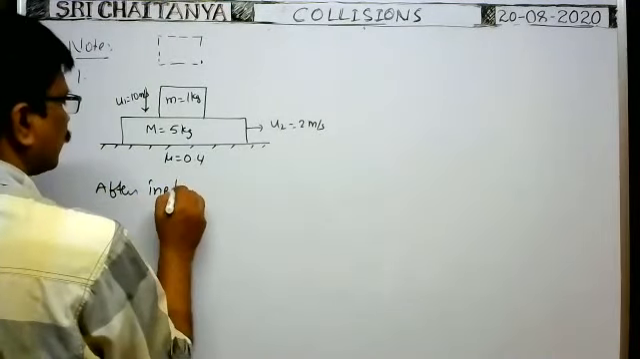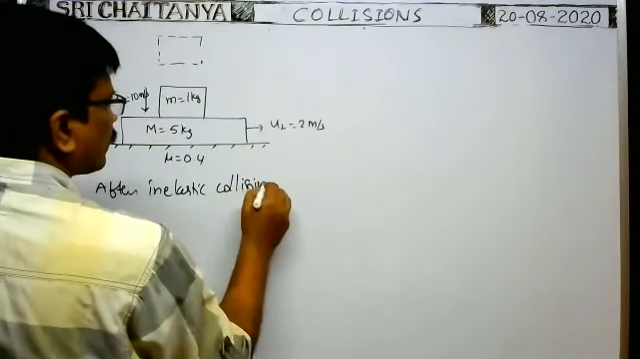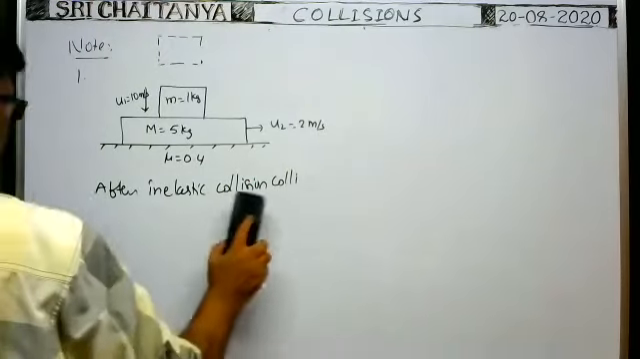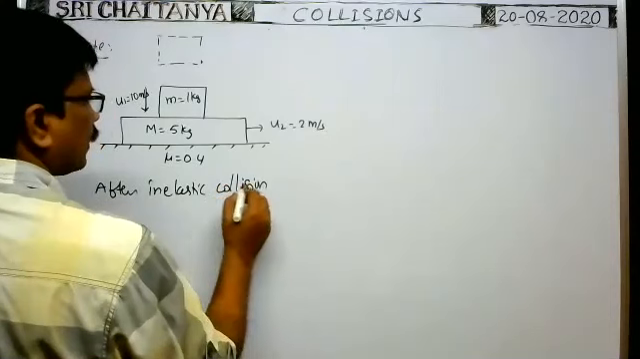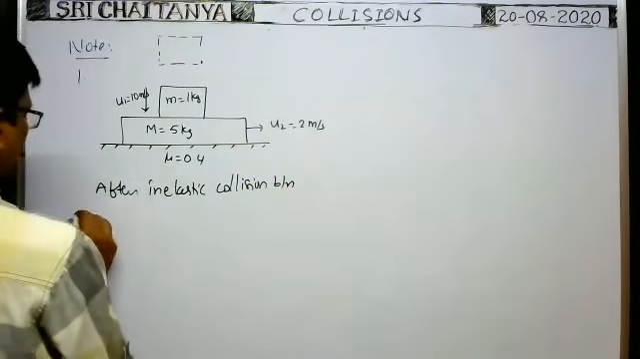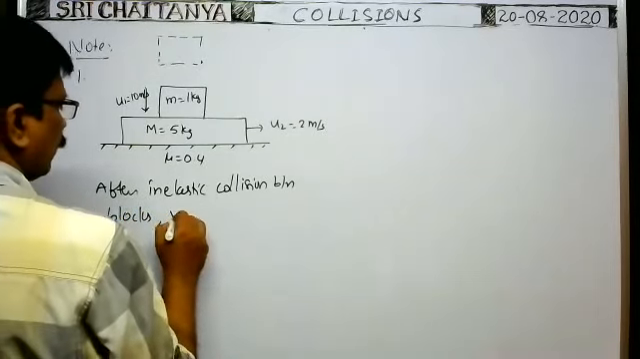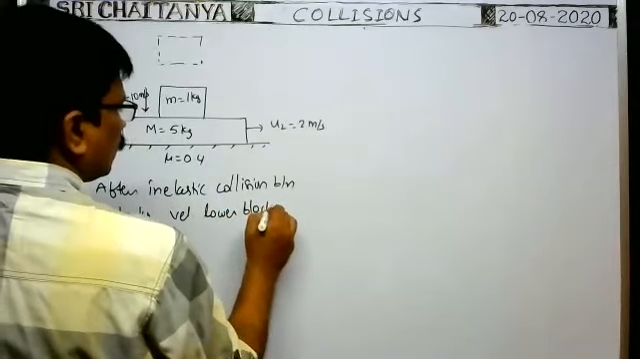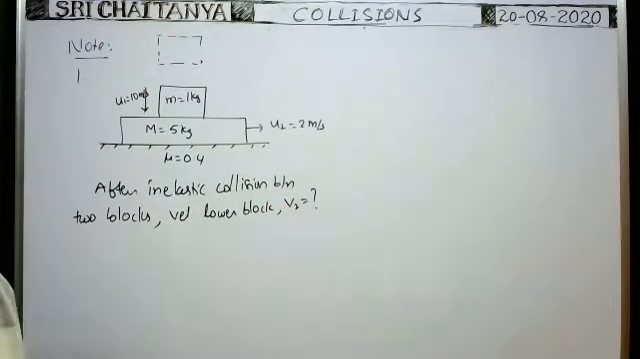After the inelastic collision between the two blocks, the velocity of the lower block V2 is equal to question mark.